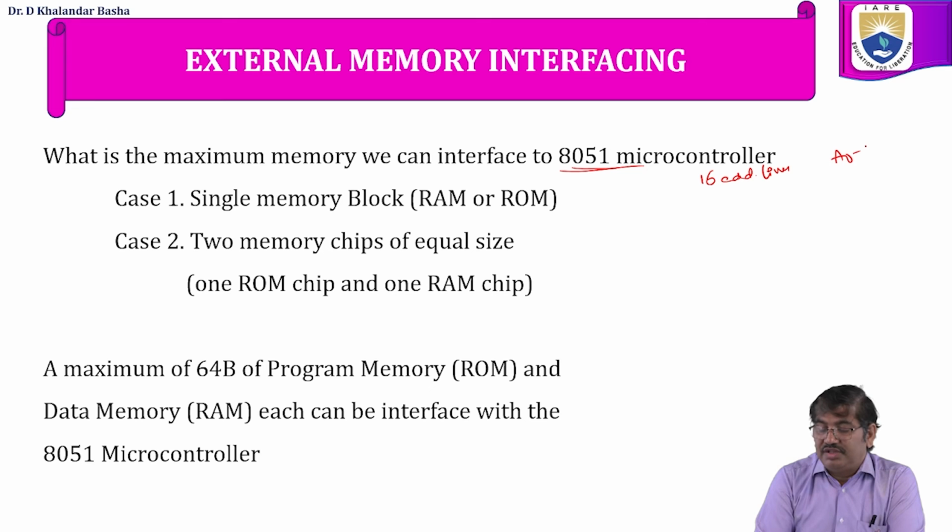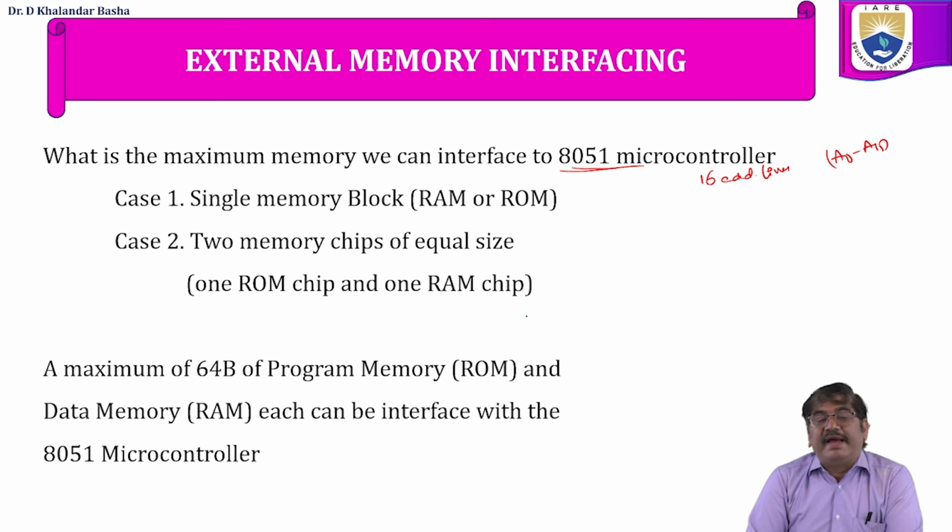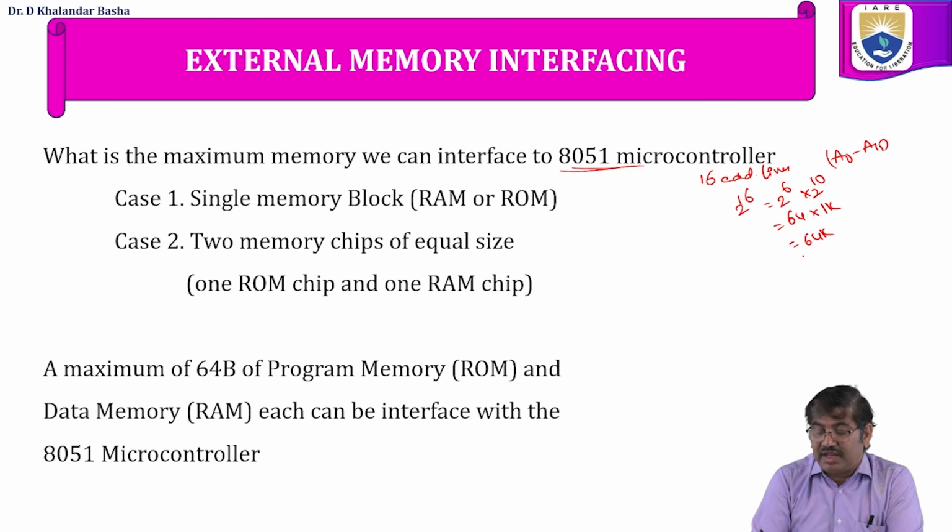That is from A0 to A15. As we have 16 address lines, the maximum memory we can access is 2 to the power of 16, which we can write as 2 to the power of 6 into 2 to the power of 10. 2 to the power of 6 is 64 and 2 to the power of 10 means 1K, which we can write as 64K. If I have a single memory block, then the maximum memory we can access is 64K.